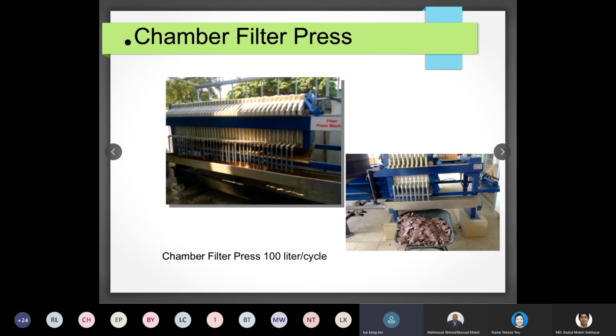If you add some coagulant, especially metal base, aluminum base, or ferric base, this is the time whereby the DOE, the Department of Environment, will ask us to send this sludge from the wastewater plant to a scheduled waste contractor. You need to pay money for the scheduled waste. Here we are talking about every kilogram of sludge sent to the scheduled waste contractor at 1 to 2 ringgit per kg.